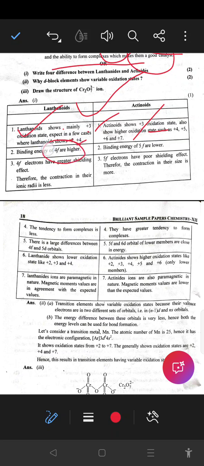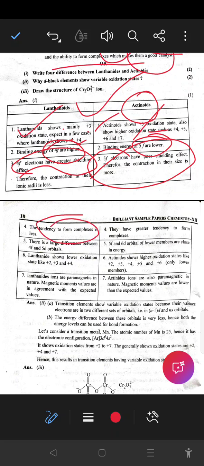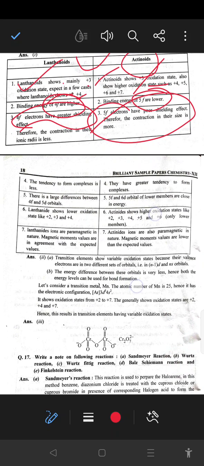In lanthanides the binding energy of 4f is higher, and in actinides the binding energy of 5f is lower. Lanthanide 4f electrons have a greater shielding effect, and in actinides 5f electrons have a poor shielding effect. In lanthanides the tendency to form complexes is less, and in actinides the tendency to form complexes is greater.